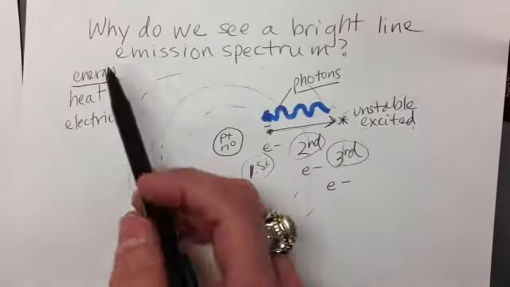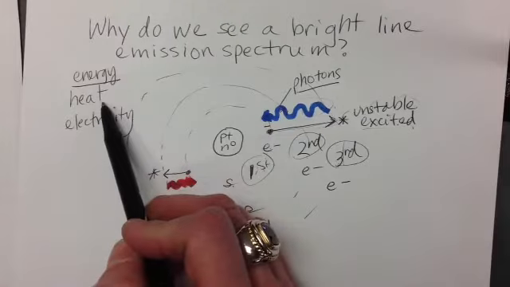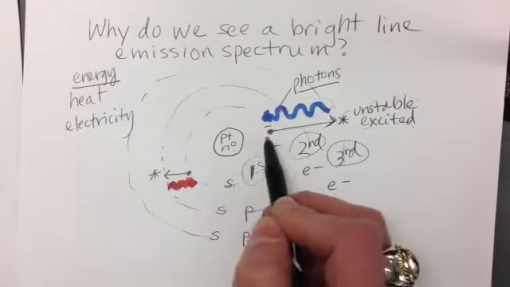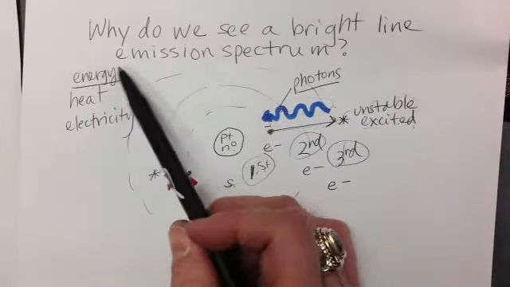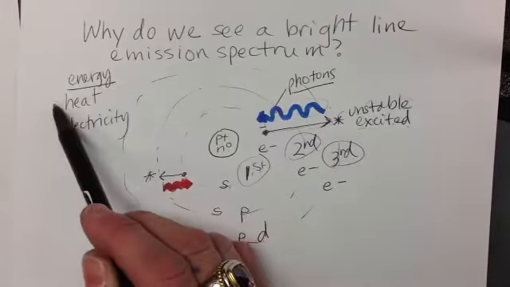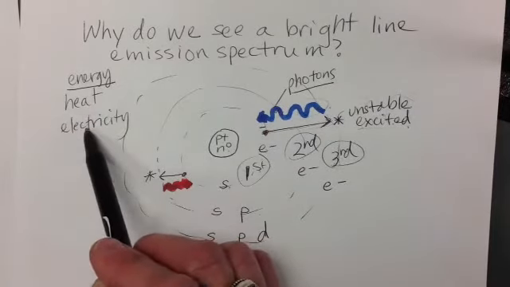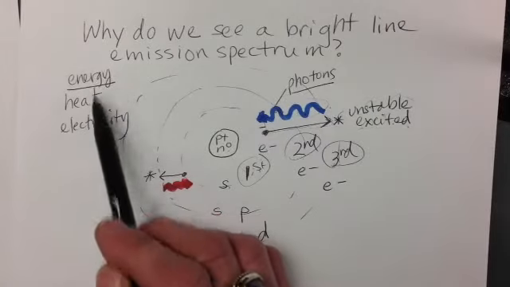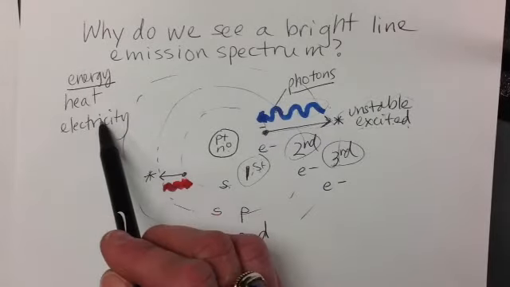Well, there's two different ways that our atom, which is composed of protons and neutrons inside the nucleus, with the electrons on the outside. And the electrons, because of the added heat through the Bunsen burner or putting them through the electricity, the electrons gained energy.